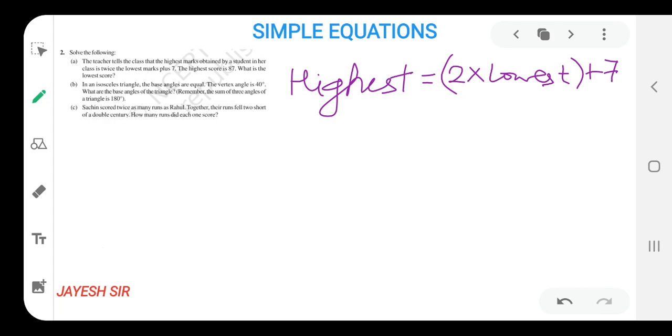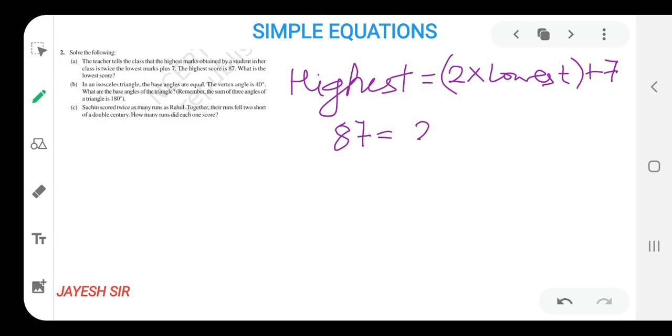But the highest score is 87. So why have I written highest and lowest? Because the highest score is given, so no confusion would be there in our mind. That's why I have not taken x over here, so that we can directly find the answer. So the highest mark given over here is 87. So in front, below highest we will write 87.